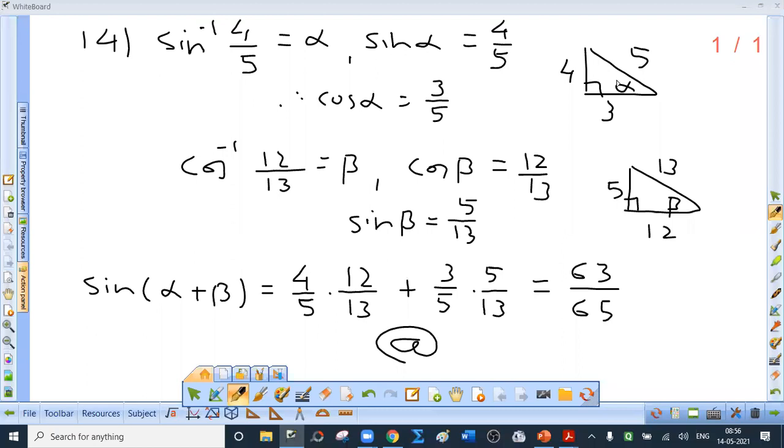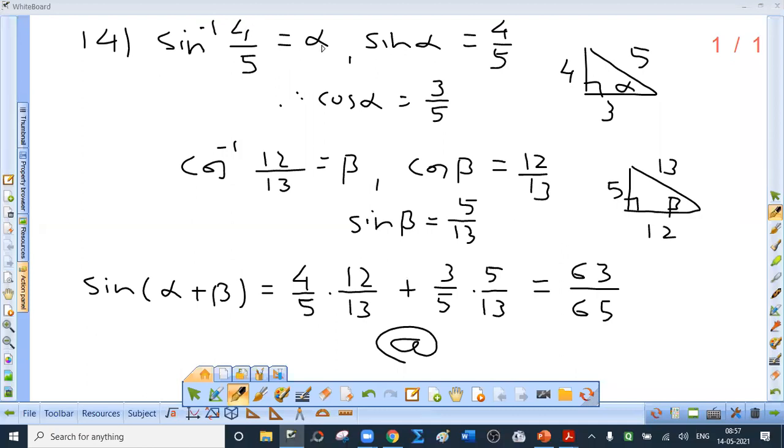14th, we actually solved this sum, but again we'll solve that. If sine inverse 4 by 5 plus cos inverse 12 by 13 is sine inverse alpha, then take sine inverse 4 by 5 as x and the second as y, so x plus y is sine inverse alpha. So alpha is sine of x plus y. Here I have written it as alpha, but I should not have, because alpha is already used.